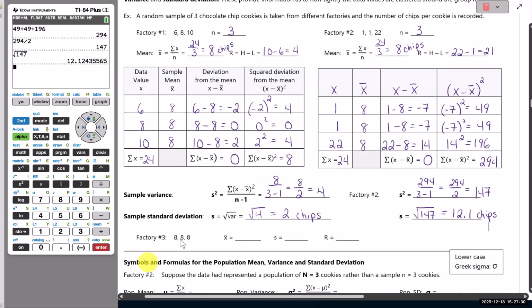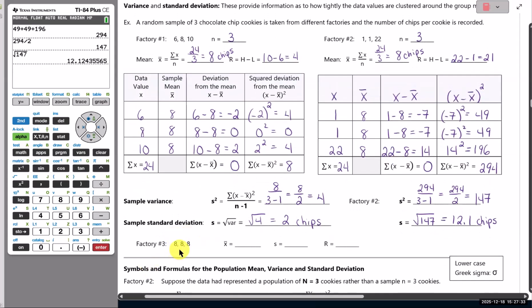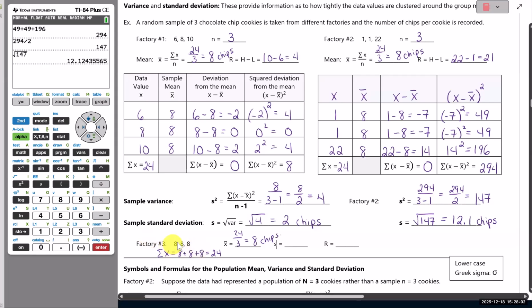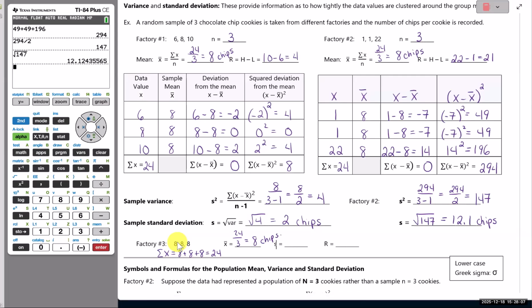Now, factory number 3, we picked 3 chocolate chip cookies, and this is a really consistent factory. Every single cookie that they picked here in our sample had 8 chocolate chips. So if you were to add those data values, I'm not going to make a whole new table. I'm just going to write it at the bottom here. If you add the 3 8s together, that will also be 24. So the sample mean here, 24 divided by 3, of course, will be 8. So I say of course because if every data value is 8, then the measure of center would have to be 8. So the mean would have to be 8.